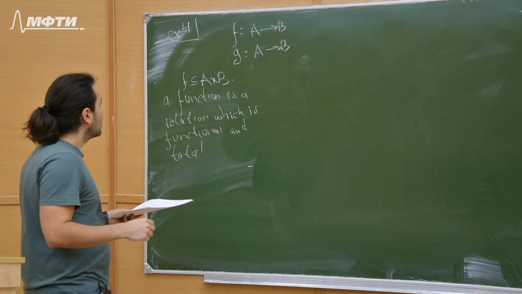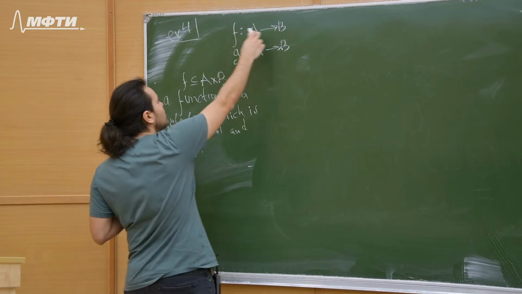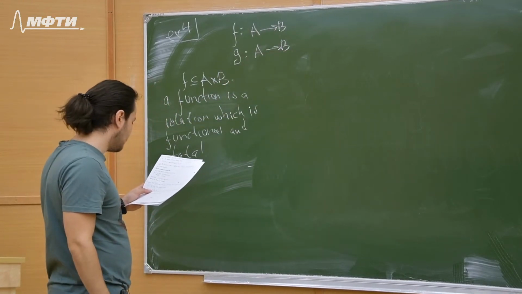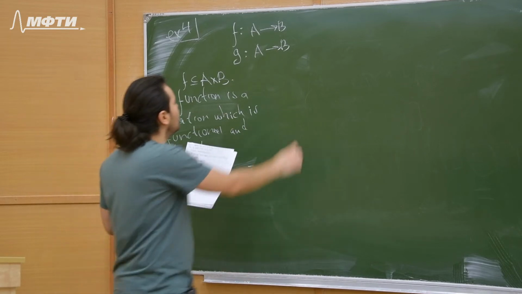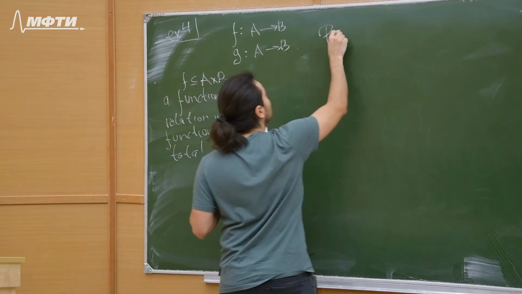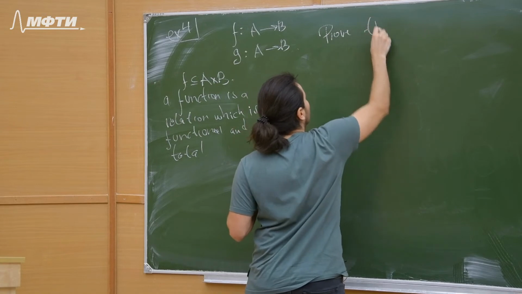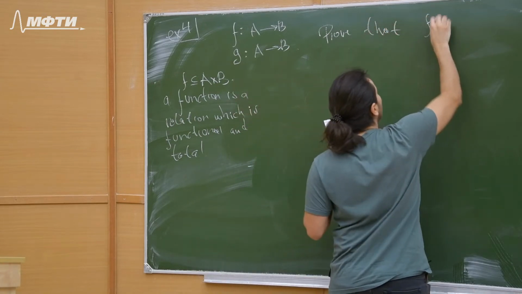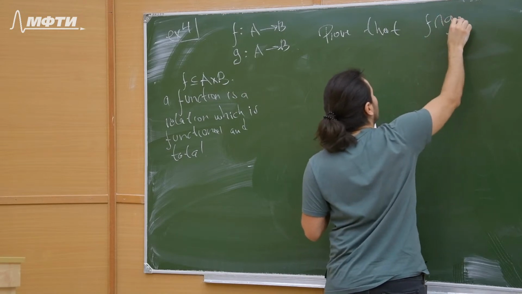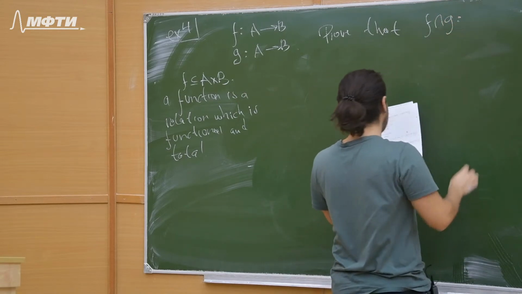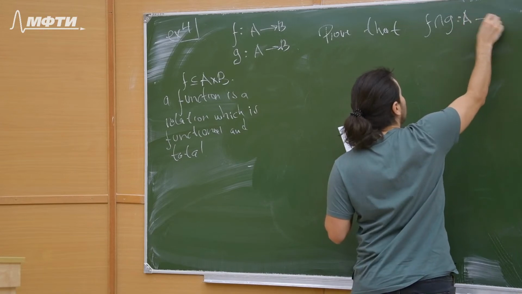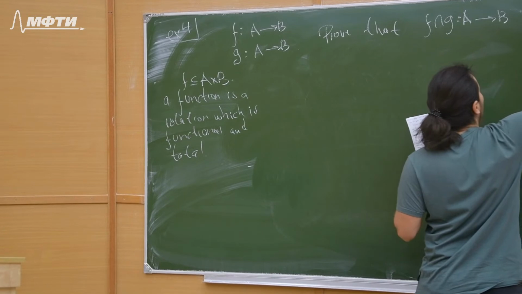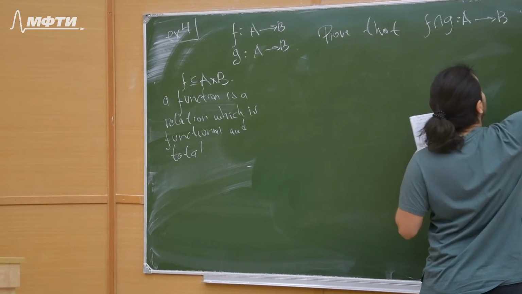Okay. So we have two functions from A to B, and we need to prove the following: that the intersection of f and g is a function as well from A to B, if and only if f is equal to g.